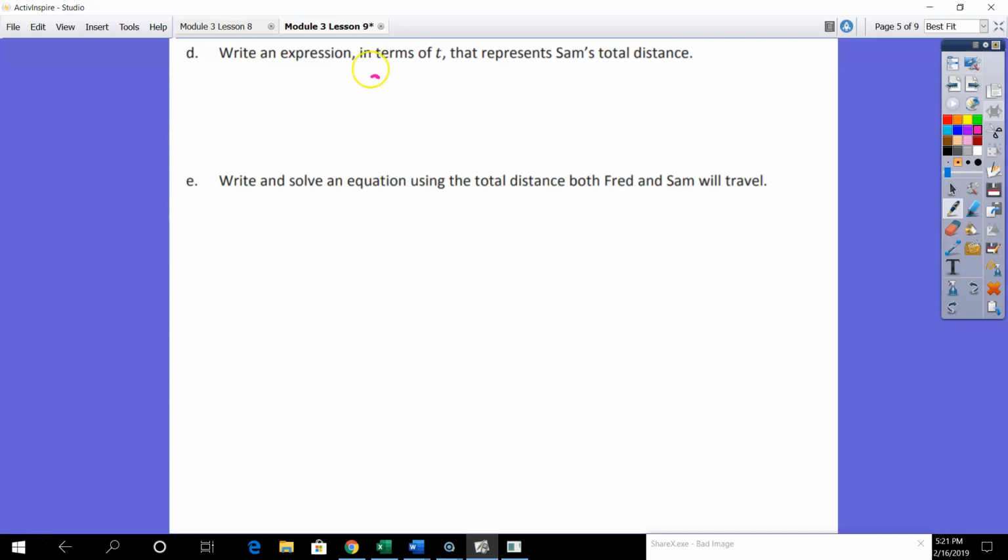Write an expression in terms of T that represents Sam's total distance. Okay, so again, if we want to know distance, distance is equal to the rate times the time. So his distance is equal to his rate, which was 4. If we look back, it was 4 in that word problem. And then the time, well, the time we just wrote was 20.55 minus T.